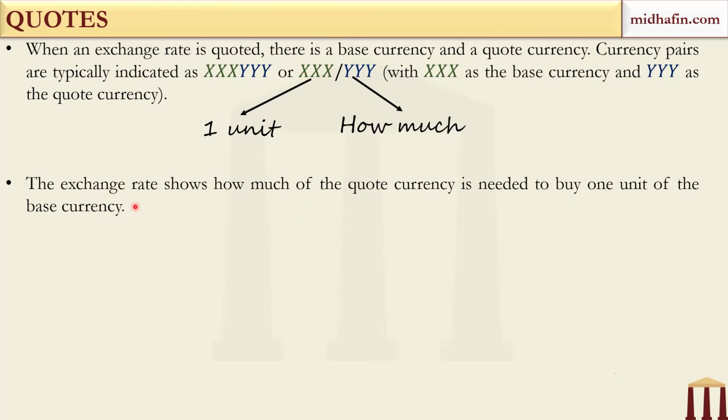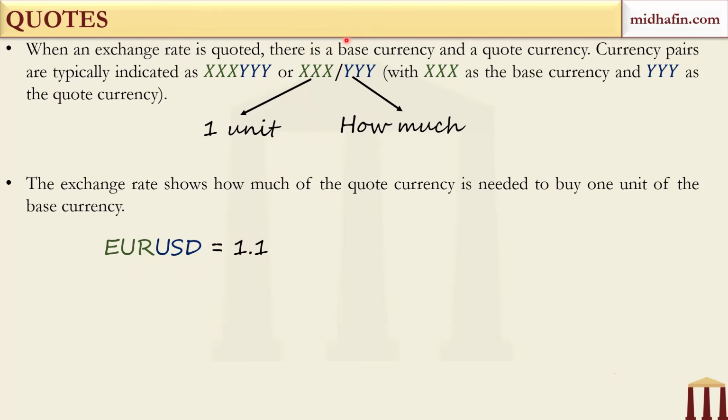So the opposite interpretation is also true. So you want to use 1 unit to buy how many units? So basically, how many units of YYY will be required to buy 1 unit of XXX? Okay. So suppose this is given to you, EUR USD is equal to 1.1. Can you tell me what it means? Does it mean $1.1 equal to 1 euro, or 1.1 euro equal to $1?